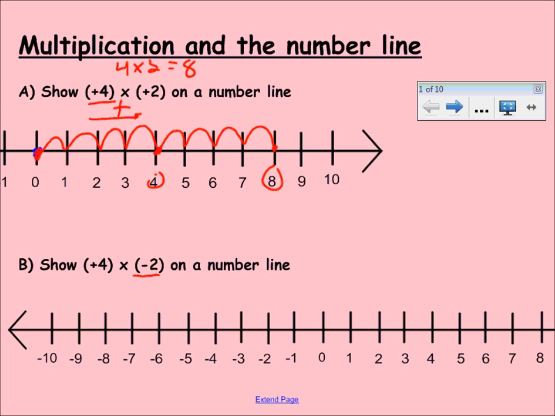Simple, simple, simple. Show positive 4 times negative 2 on a number line, because we're going backwards by 2. Going backwards by 2. So we're going to start at 0. We're going to go 1, 2, 3, 4. 1, 2, 3, 4. We know that positive 4 times negative 2 equals negative 8.